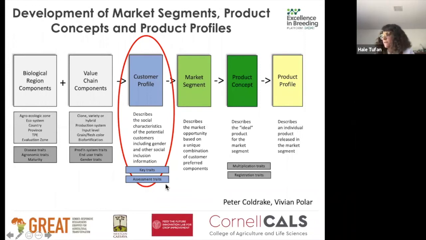And we've done that through adding the square that we're going to have a feedback session with them. So this is not final, but this is our proposed integration, adding a customer profile that really defines the social characteristics of the potential customers, including the social differences and how they would be potentially differentially impacted or benefiting from the different product concepts.